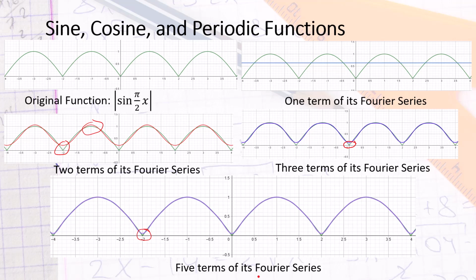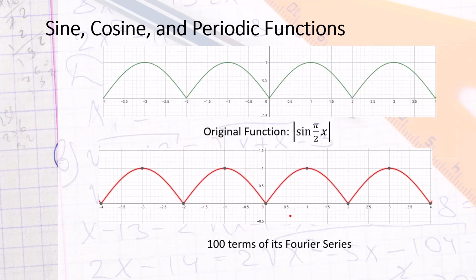Now, if I continue to do this, and I got to the point where I used actually 100 terms, you can see we are extremely close. And this is basically one example of how the Fourier series works, and one consequence of the fact that any periodic function can be represented by a weighted summation of sines and cosines.